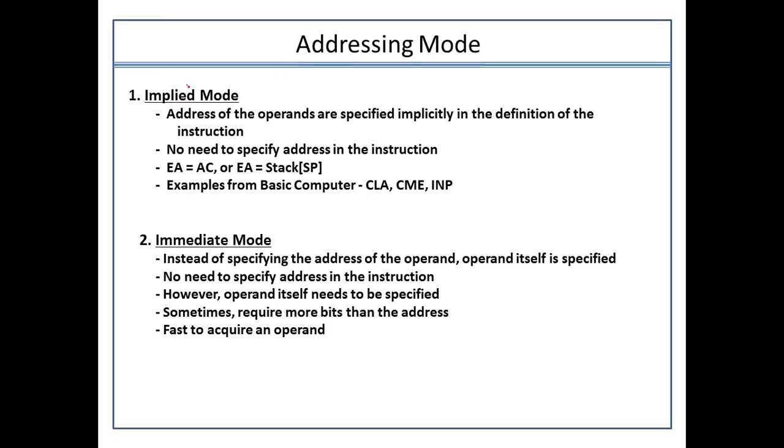Implied mode is a kind of addressing mode which usually requires no address field. So there is no need to specify the address in the instruction. What kind of mode is this and where can we use it? The address of the operands is specified implicitly in the definition of the instruction. When we are defining the instruction, let's suppose this is one instruction. Normally the meaning of this instruction is complement accumulator.